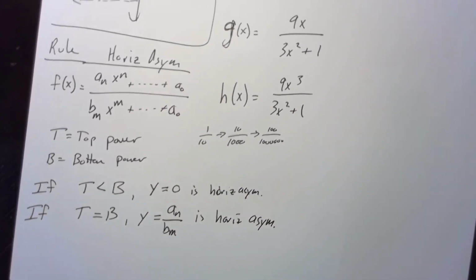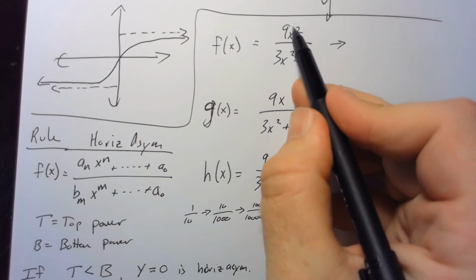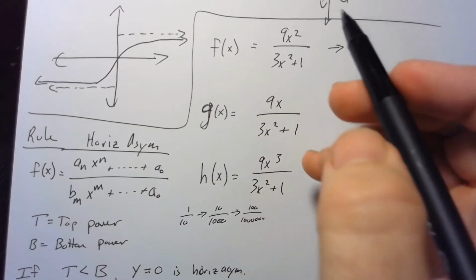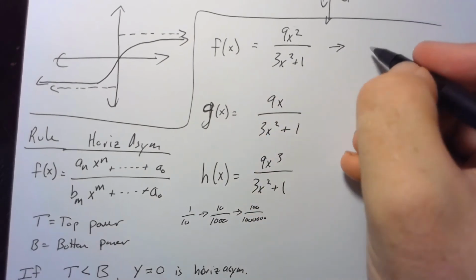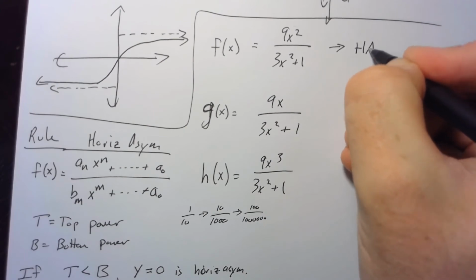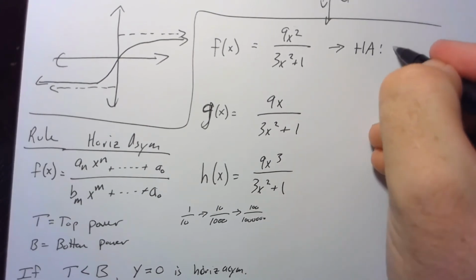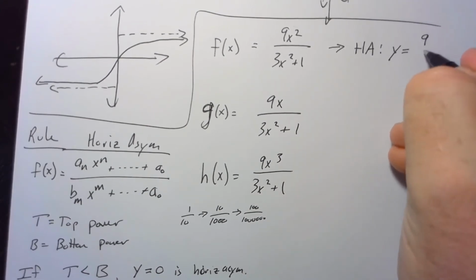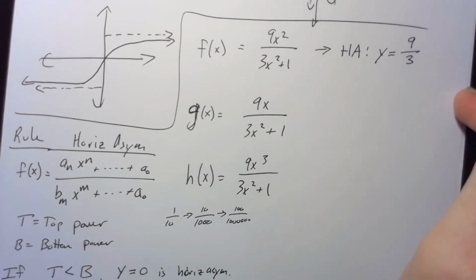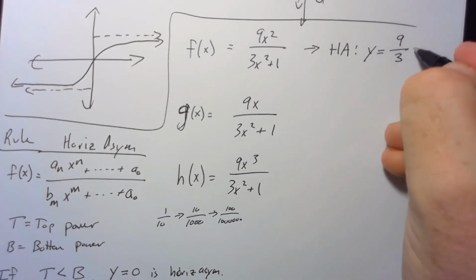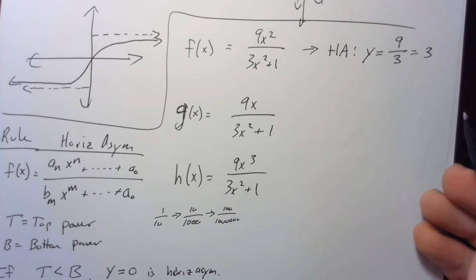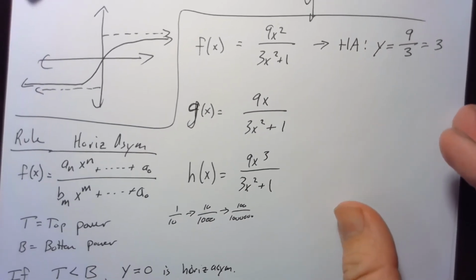To better show this with an example, with this one right here, you'll notice the largest top power is x squared, and the largest bottom power is x squared. Therefore, I have a horizontal asymptote, which I'll abbreviate HA, at y equals 9 divided by 3. This is my horizontal asymptote. And remember, the horizontal asymptote will always be defined as y equals, never x equals.